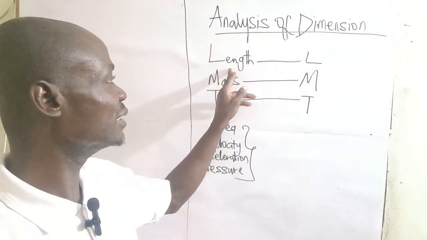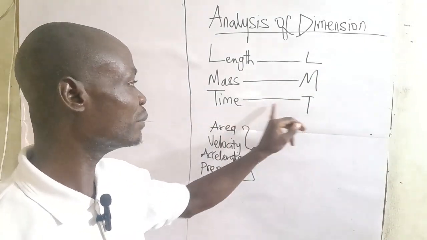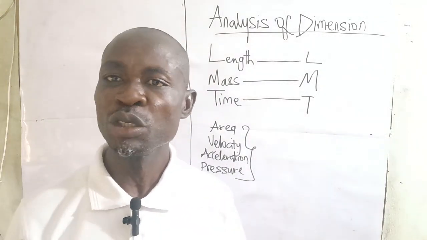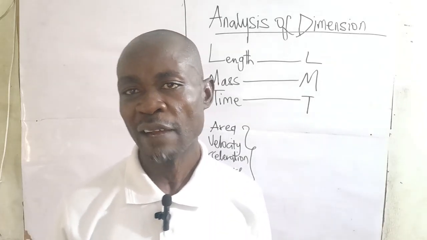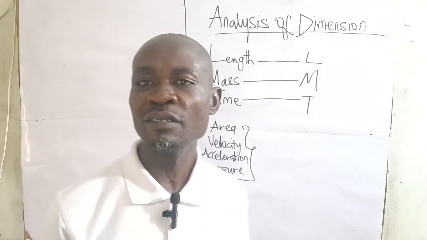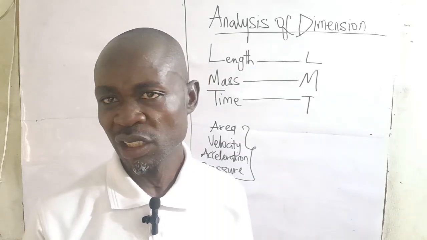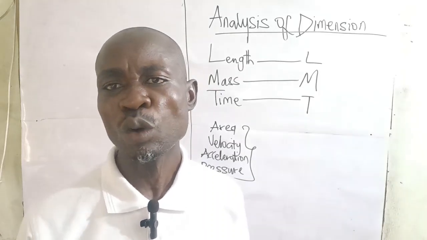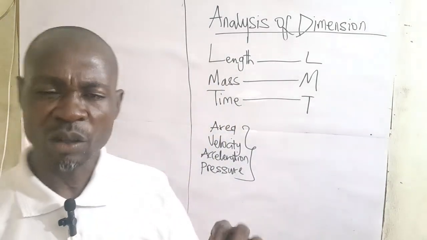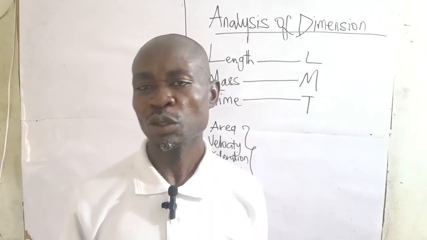Length is represented with a capital L, mass is represented with a capital M, and time is represented with a capital T. These are the basic fundamental quantities that we are going to be using to analyze any derived quantities. What we are trying to do is bring down all the derived quantities into their derivatives, which are the fundamental quantities or other quantities that make up those derived quantities. That is what we are going to be analyzing. I am going to use a few examples to show exactly what we are talking about.